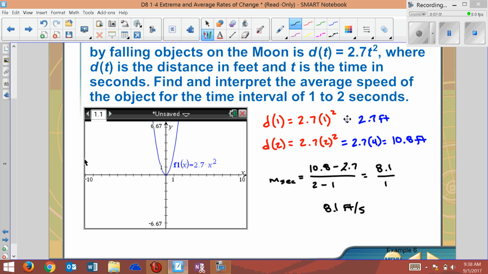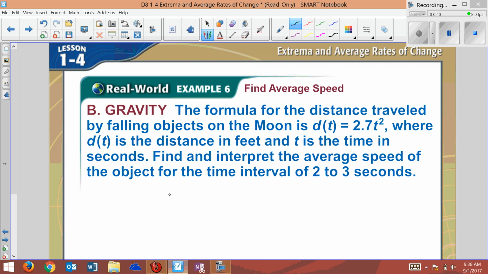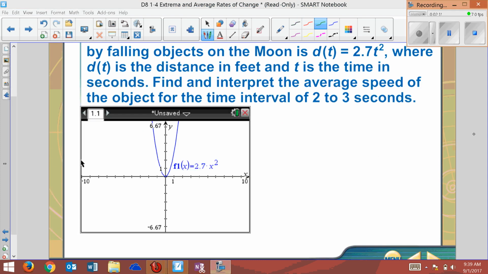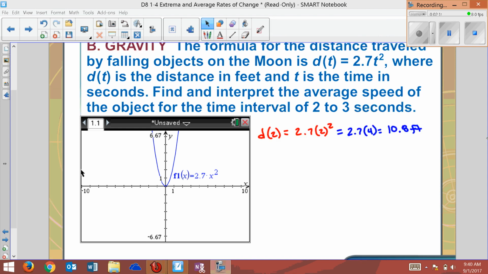Now I've got a second one for you. This time we're going to look at the same thing, but between 2 and 3 seconds. So I'm going to pull that same graph over, and now we're going to look at some values. I'm just going to pull over the f of 2 value from previously, and now let's find the third distance.